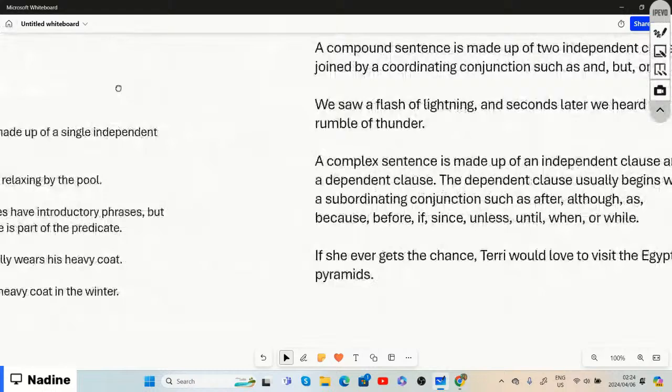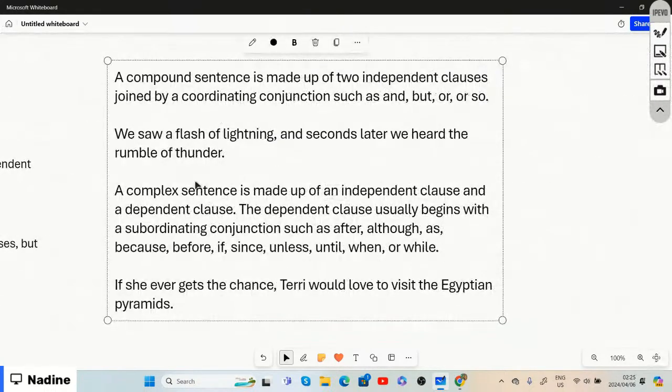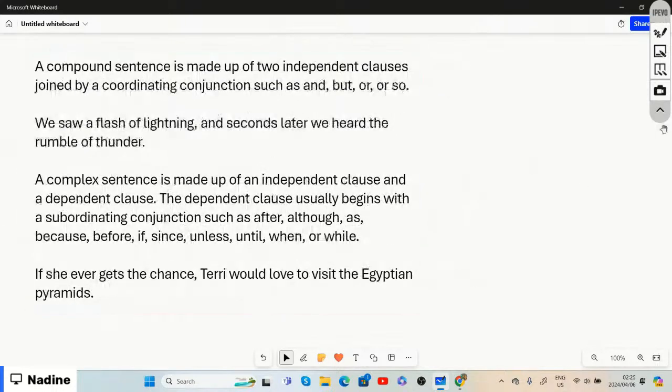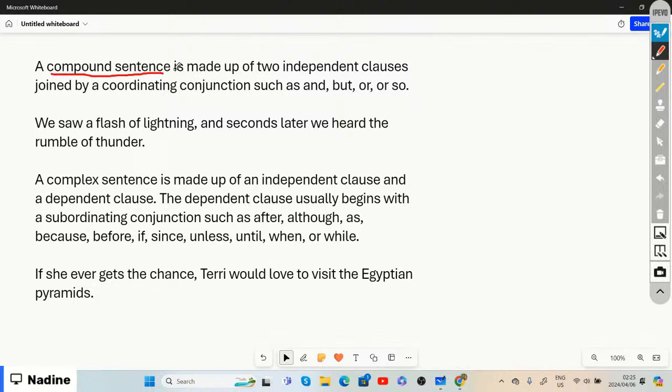All right, so now we're coming to the compound sentence as well as the complex sentence, right? A compound sentence, we said, is made up of two independent clauses. And remember, we said one independent clause is a simple sentence, which means this is now two simple sentences, right? So a compound sentence is made up of two independent clauses that are joined or linked by a coordinating conjunction.